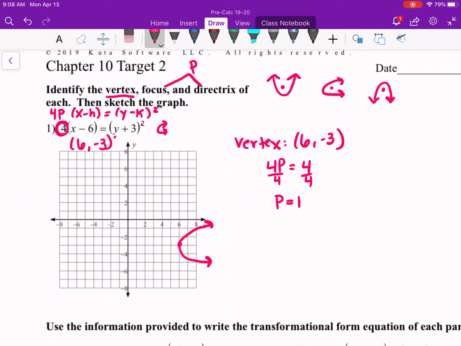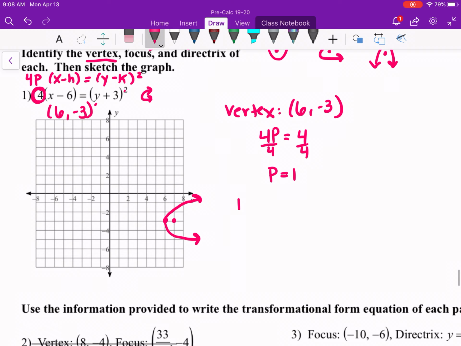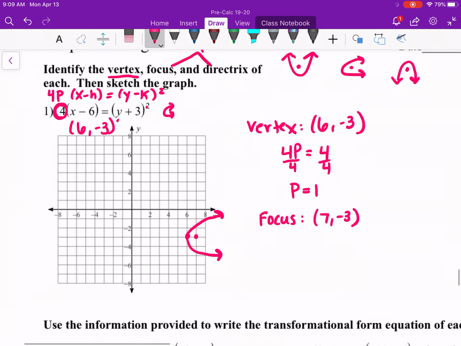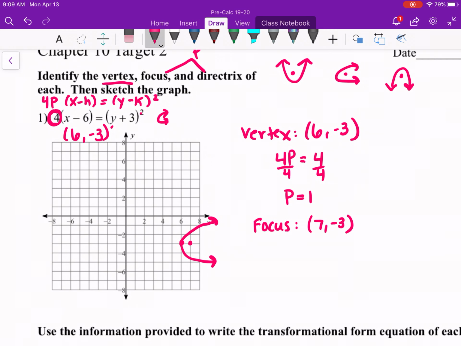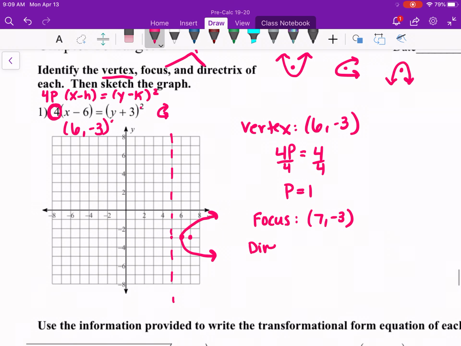So that means that in this case right now, if my parabola opens to the right, I'm going to go 1 to the right, and that's going to be my focus. So the focus is just a dot, just a coordinate point. I'm going to say 7, -3. My directrix, I'm going to go 1 in the opposite direction. So I'm going to go back 1, and then I'm going to draw my asymptote-like line. So here's my directrix.